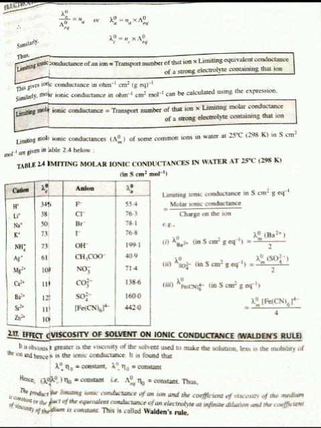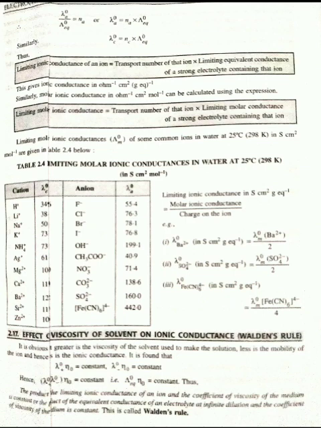It is found that lambda naught eta naught is equal to constant. Hence, (lambda positive naught plus lambda negative naught) into eta naught is equal to constant, that is, lambda equivalent naught into eta naught is equal to constant.